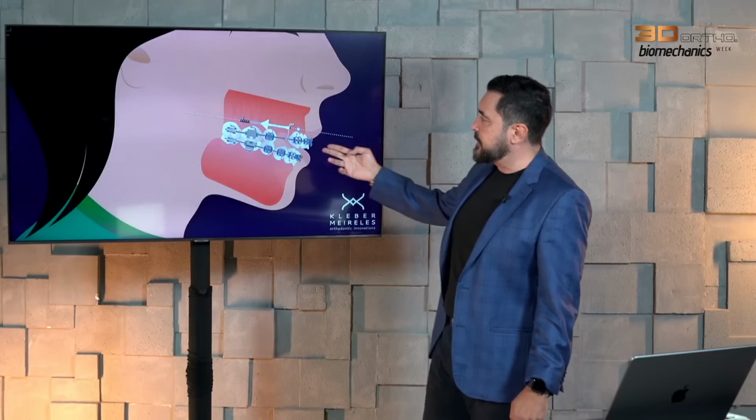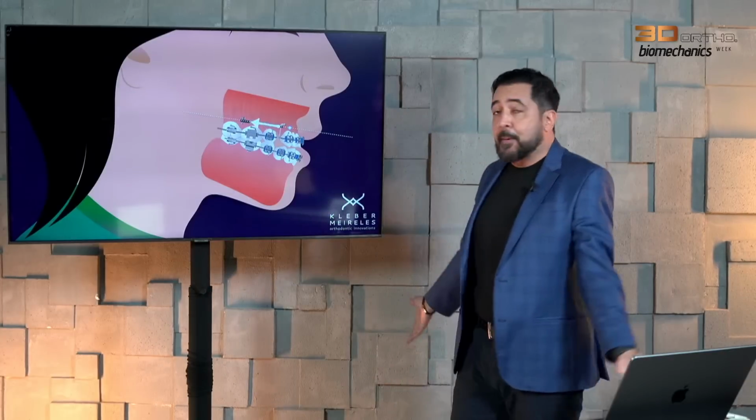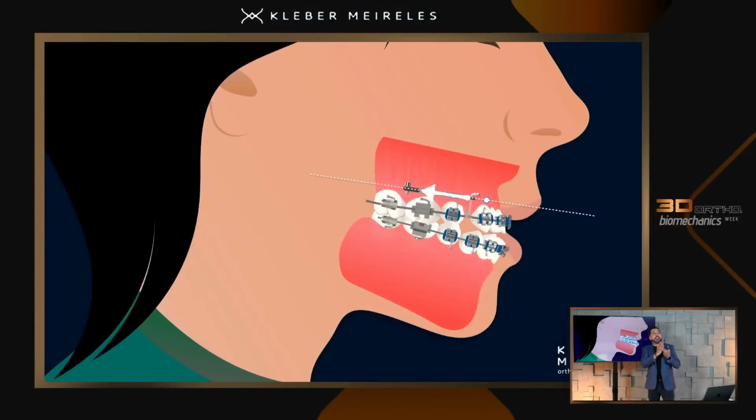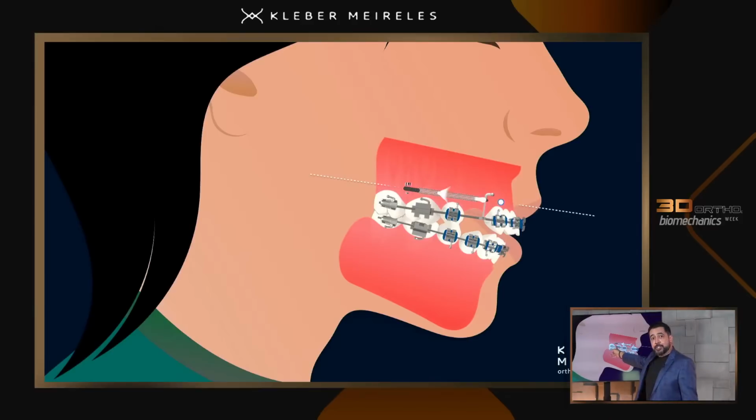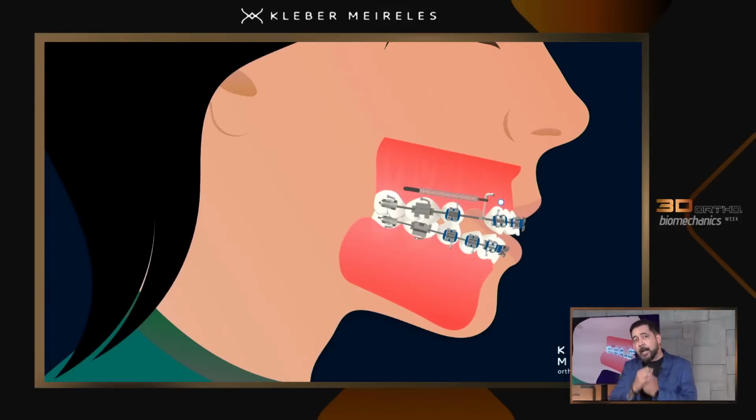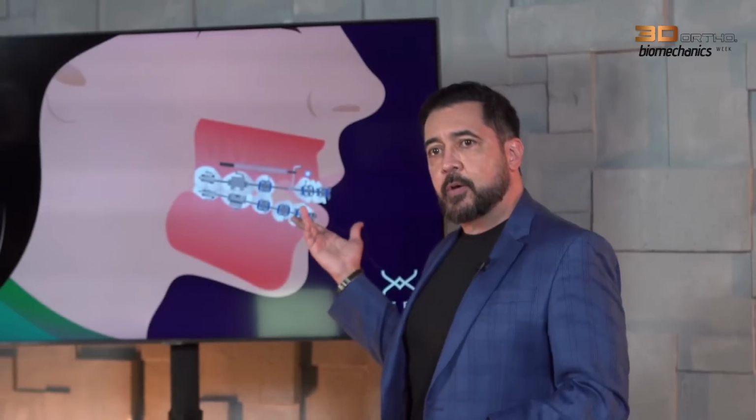So what we have here is this. We are doing the distalization, and at some point we have a class 2 half cusp. Why are you using this? Because you need to lose the anchorage. You're not going to give a full distalization to end up with a class 3. In a class 2 half cusp, you need half of the movement from distal to mesial and half from mesial to distal. And you do that by not using anchorage. So this is the right way to do that, okay?